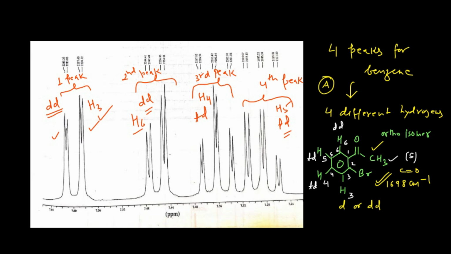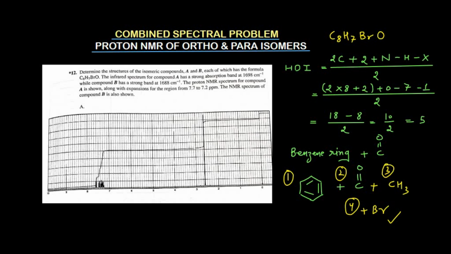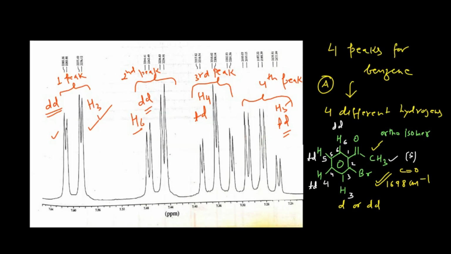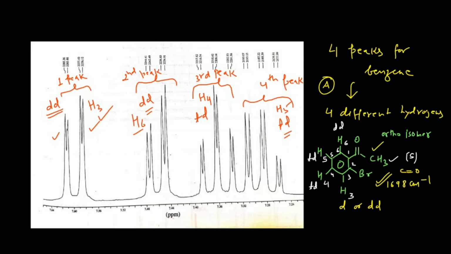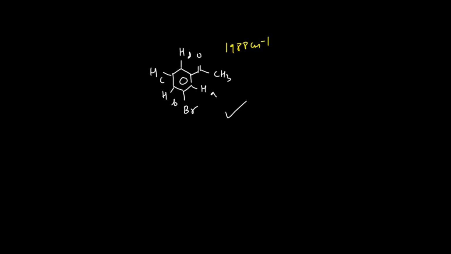Okay, now if you go back, you see here, this is the cluster, and the expansion of the cluster I have explained to you. Then you have this one singlet, and that one singlet is due to this CH3. This is how I am confirming that this compound is basically ortho-bromoacetophenone. Now if you move further, say this is your compound B.